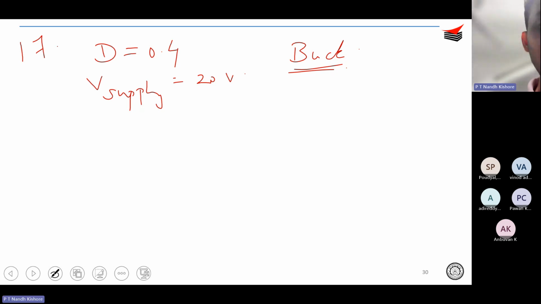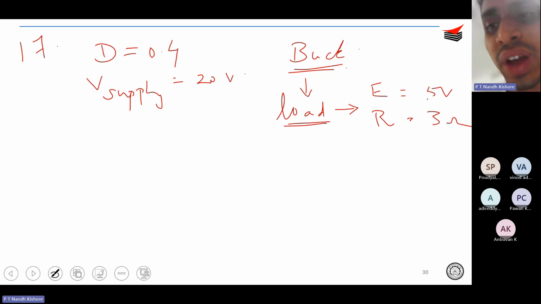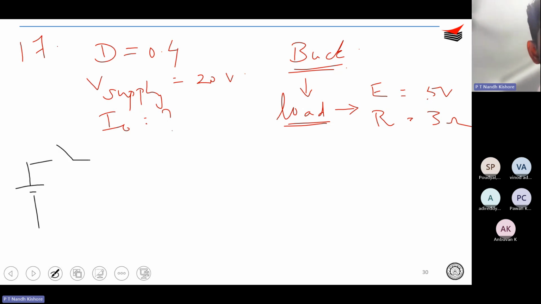Okay. The buck converter is feeding a load. It feeds a battery having an EMF of 5 volts and a current limiting resistor R of 3 ohms. So the buck converter is feeding a load of a 5 volt battery in series with a 3 ohm resistance. Okay. So this is the load. Find what is the load current I naught. So that's the question. Okay. So the point is you have something like this.